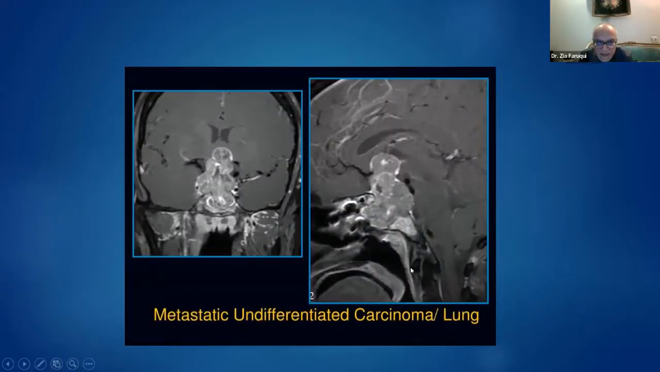Another case with lung carcinoma, again, you can see the heterogeneous nature of the tumor. You can see the destruction of the clivus. You can see the involvement of the sinus as well. So this is clearly a malignant and aggressive lesion.